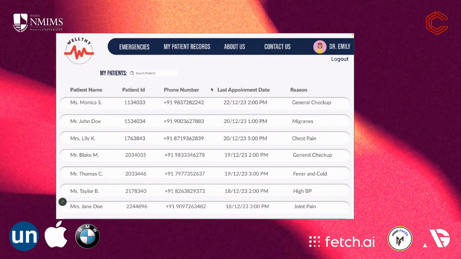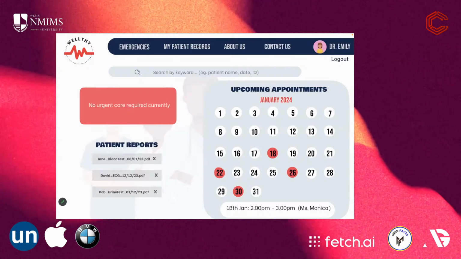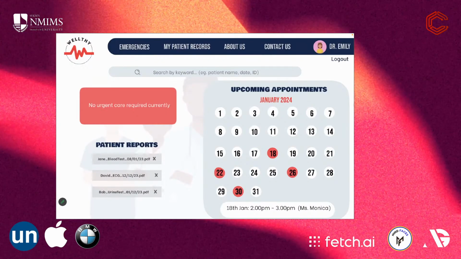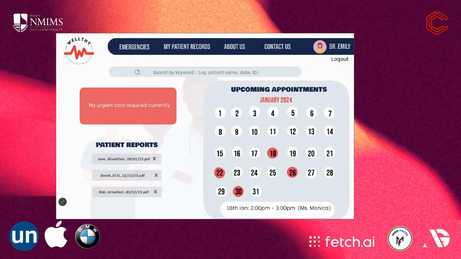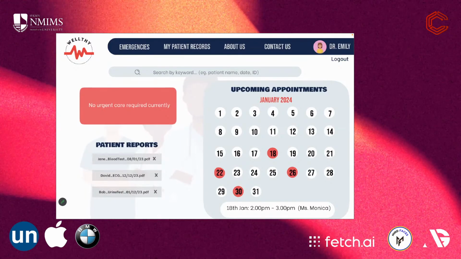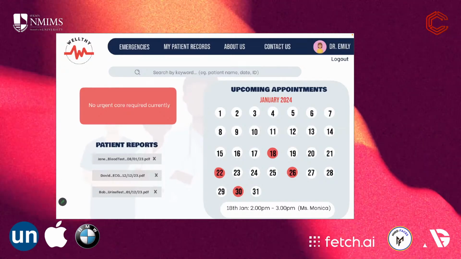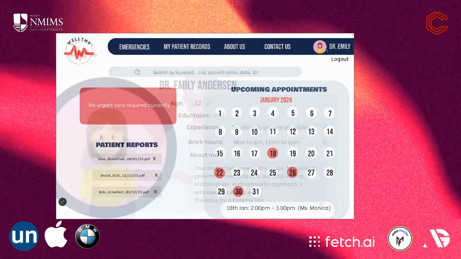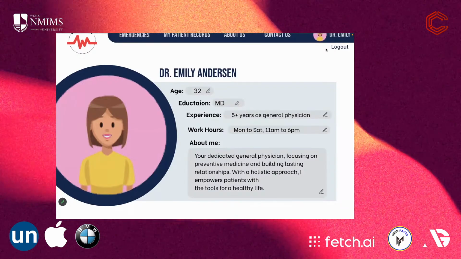And there's also a search bar, which was also there for the patients, where they can enter any, suppose, doctor's name or the location they want to visit, or they can also filter by concern. Similarly, for the doctors, they can search by patient name, the date of the appointment, or the patient ID. The doctor also has a profile which has similar details like their age, the education, the experience, their work hours, and their about me section.